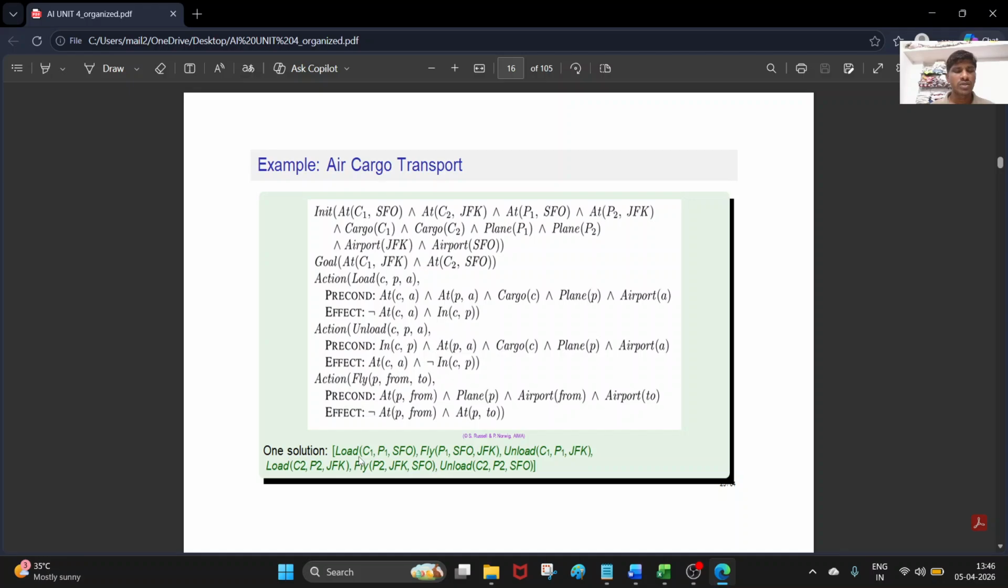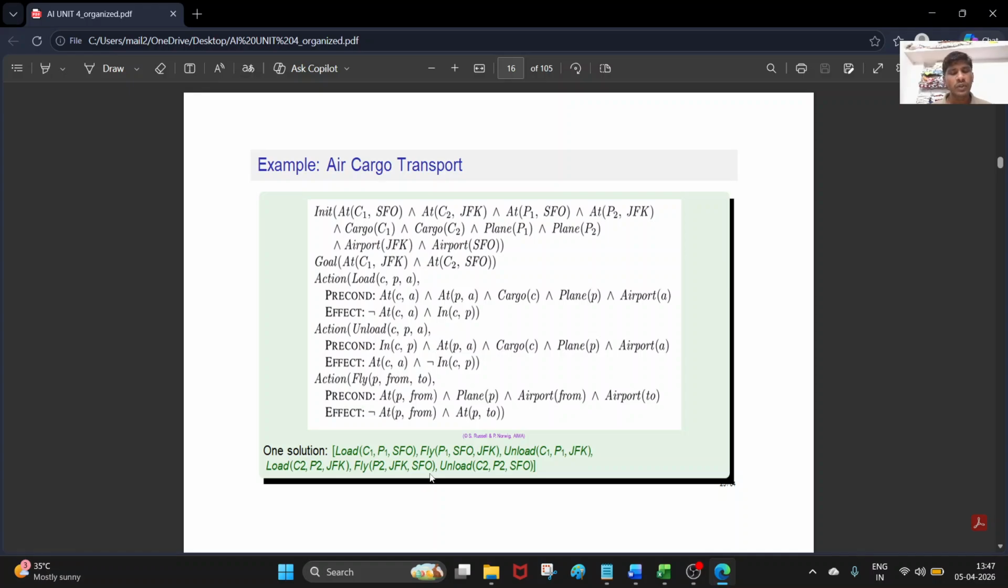So here is the solution. Load of C1 comma P1, that is cargo 1 is loaded into P1, plane 1, at San Francisco. Fly of P1 comma San Francisco comma JFK. The plane flies from San Francisco and reaches John F. Kennedy Airport. Then it unloads the cargo C1 from plane P1 at John F. Kennedy. Similarly for flight 2.